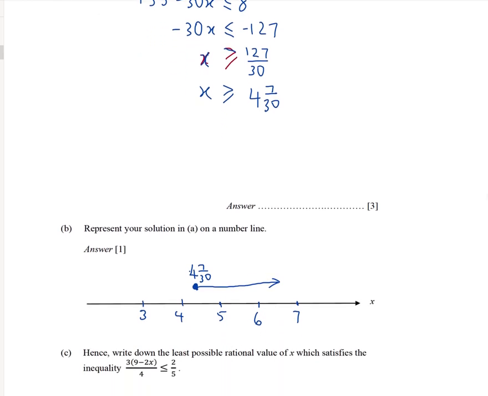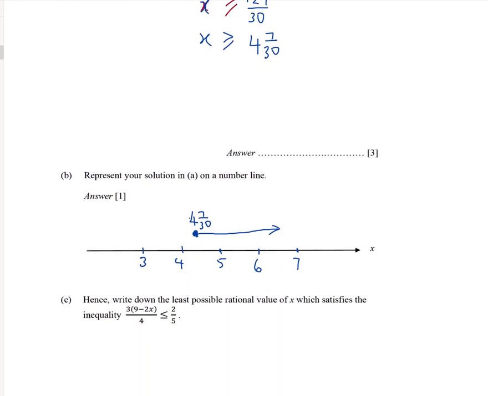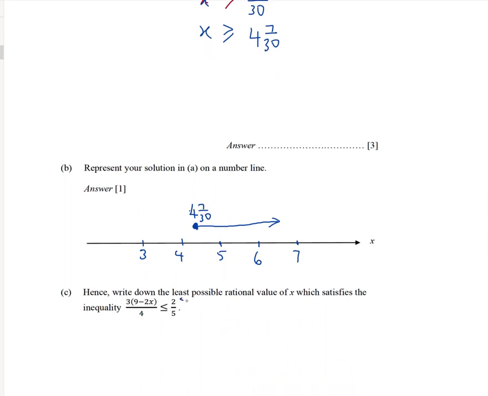Now we look at the last part, where we have to find the least possible rational value. Rational means fractional. So the least possible rational is just simply 4 and 7 over 30. We now move to the next sum.